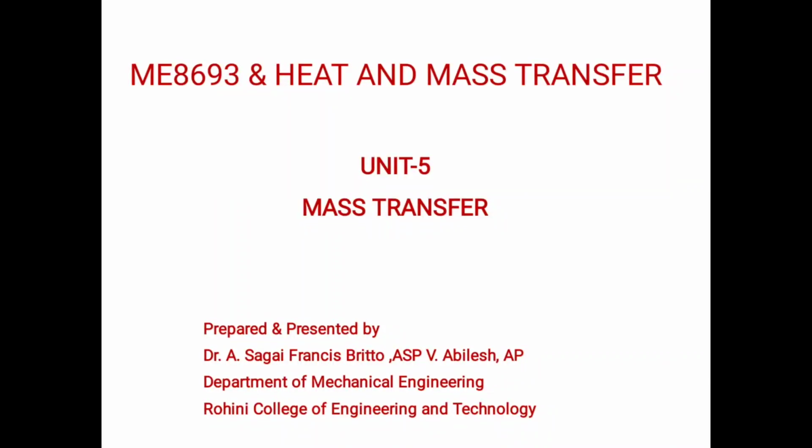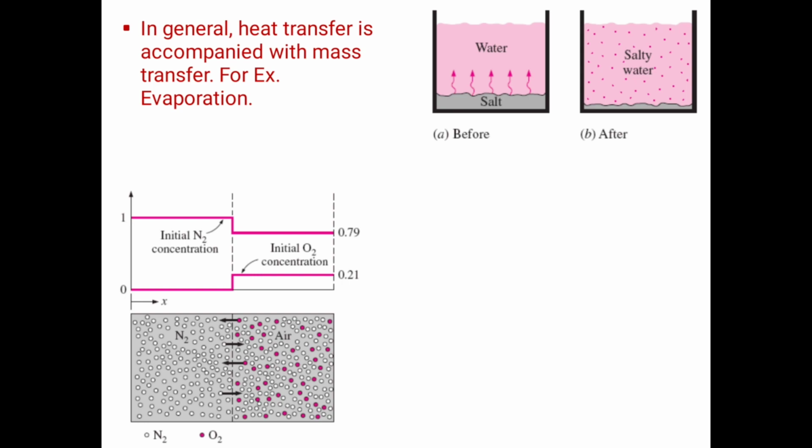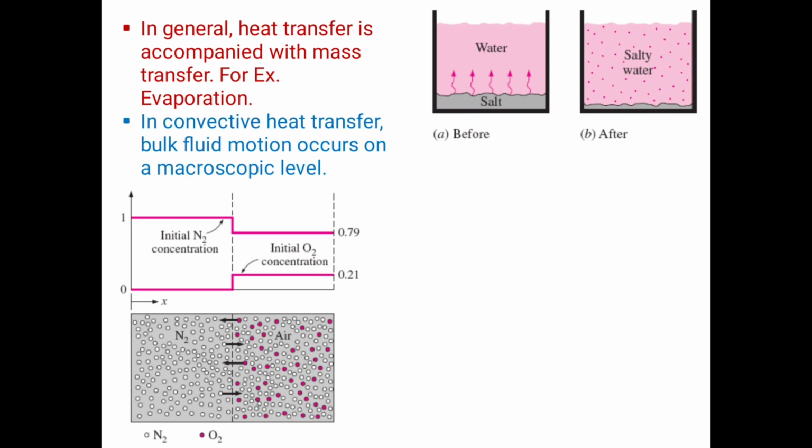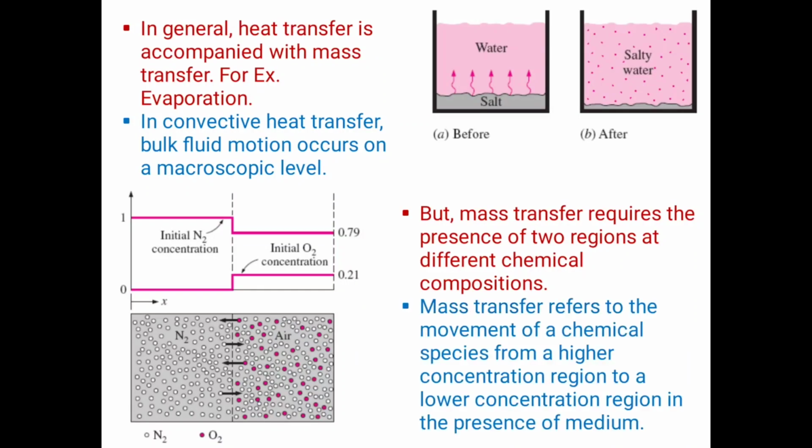Good morning. In this session, we are going to learn about mass transfer from the subject Heat and Mass Transfer. What is mass transfer? In general, heat transfer is accompanied with mass transfer, for example, evaporation. In convective heat transfer, a bulk fluid motion occurs on a macroscopic level, but mass transfer requires the presence of two regions at different chemical compositions.